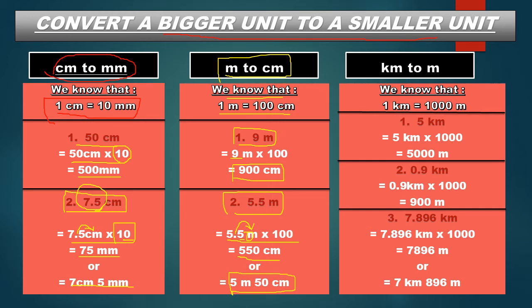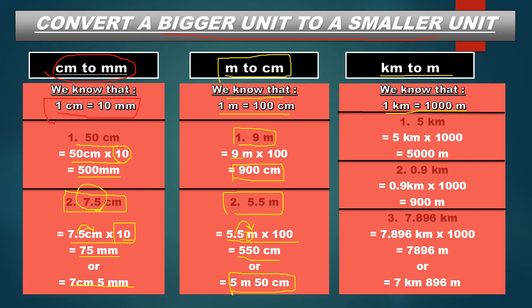In the third column, we are converting kilometer to meter. Again, a bigger unit to a smaller unit. As we know that 1 kilometer is equal to 1000 meters. To convert kilometer to meter, multiply the kilometer by 1000.